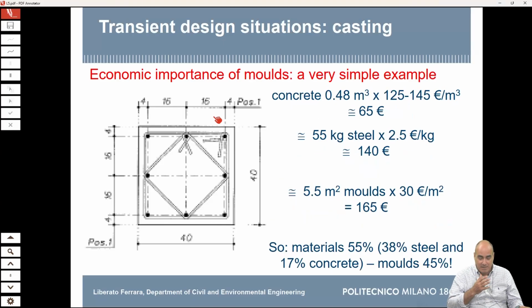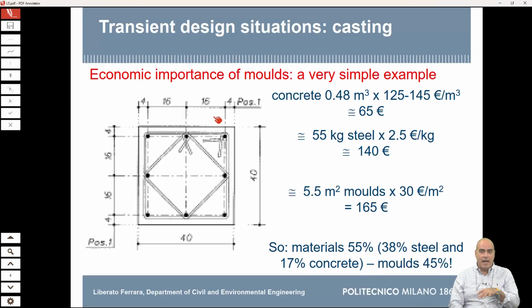Well, prices may not be so updated, but these are some average prices of a few years ago in Italy. A good concrete is around 120, 125, 150 euros per cubic meter. So it's 65 euros of concrete for your column. I think 1 euro is 100 rupees, more or less, something like that. Yeah. So you can easily make the math.